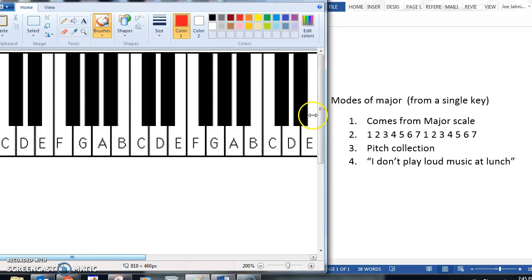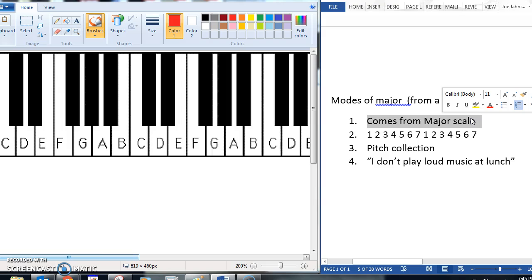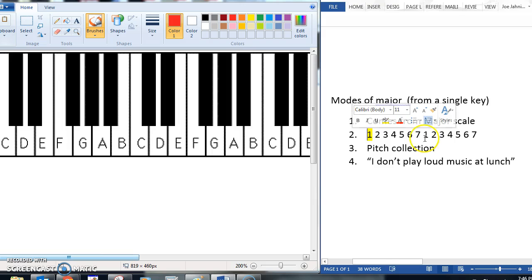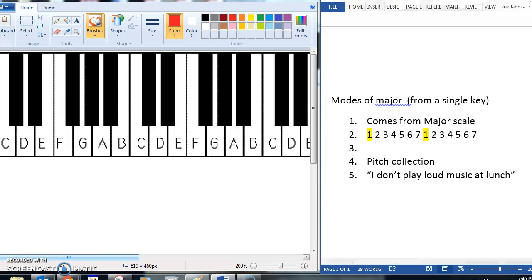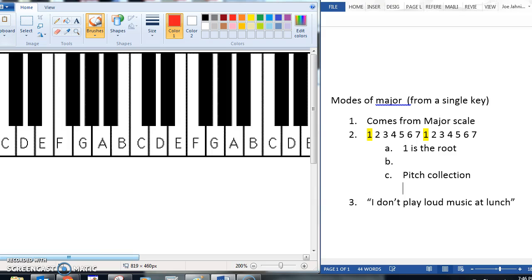This is a lesson on the modes of major staying in a single key. So modes come from a major scale. If you have a major scale, let's just say we're using numbers, 1, 2, 3, 4, 5, 6, 7, 1. If you go from 1 to 1, with 1 being your root, you have a major scale. But if you keep the same pitch collection, by pitch collection I mean the same exact pitches, but the root changes, then you have a new mode.